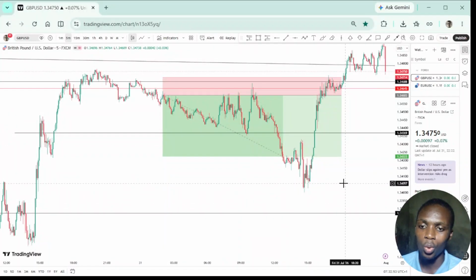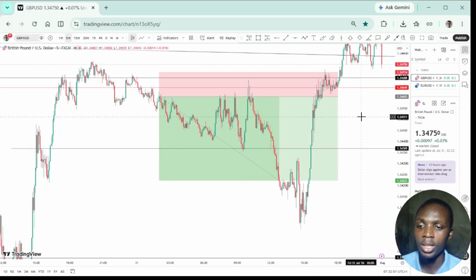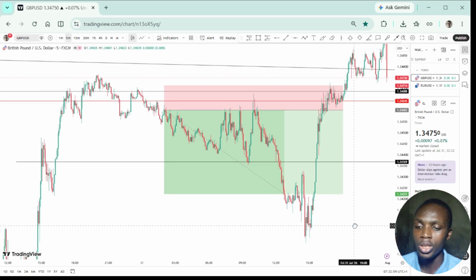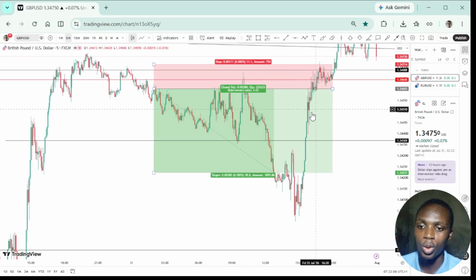So this was the trade on GBP that I took yesterday that made me recover all the loss that I made last week Friday and the loss that I made during the week. You can see the trade on GBP. The trade took profit, and after it took profit, it began to pull up in the buy direction back.